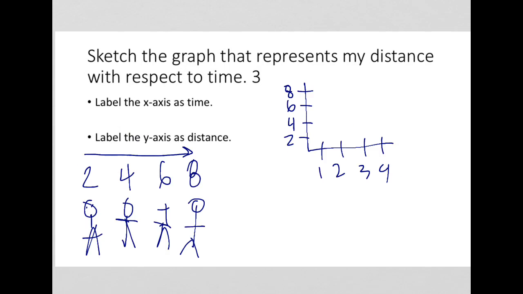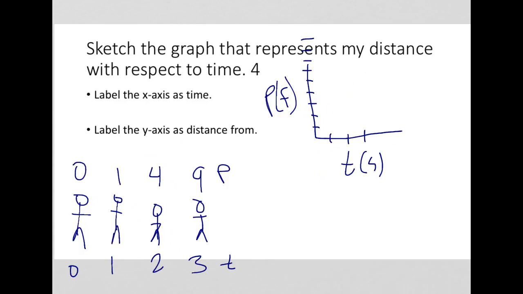So this time I started at position 2, and then after 1 second moved to position 4, and after 2 seconds moved to position 6, and after 3 seconds moved to position 8. So I ended up with that linear function with a y-intercept of 2 and a slope of 2. And then I started at 0, and then after 1 second moved to 1, after 2 seconds moved to 4, and after 3 seconds moved to 9. So maybe you can see that I am getting this quadratic situation here going up like that.